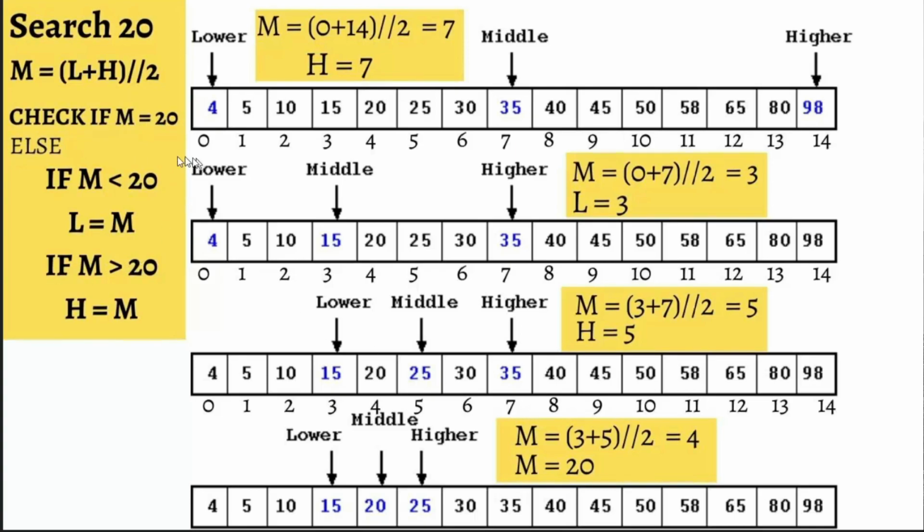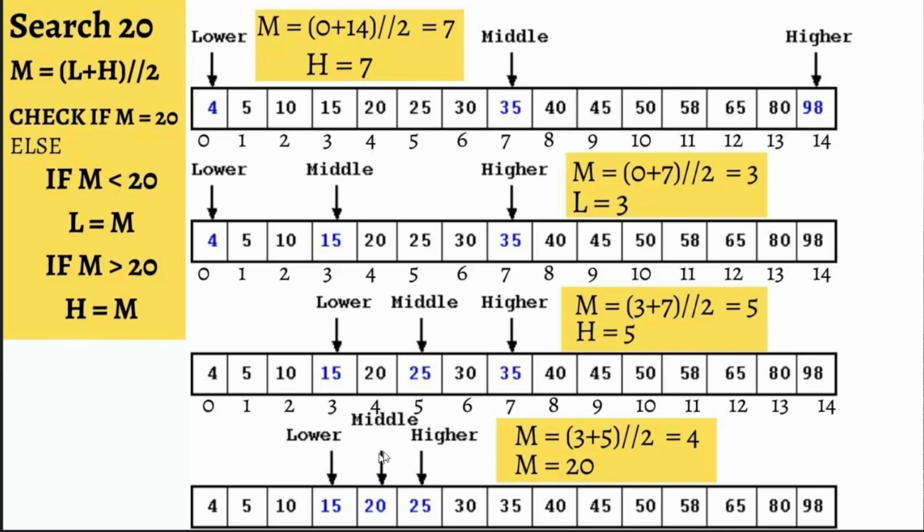Now we will again check this condition. So 25 is not less than 20. So we'll come to this condition. So 25 is greater than 20. So now we will change our higher element equal to the middle element. So in the last case, as you can see, now this 25, which is our fifth element, is the higher element, and 15, which is our third element, is the lower element.